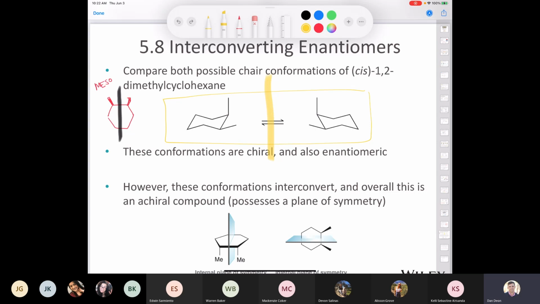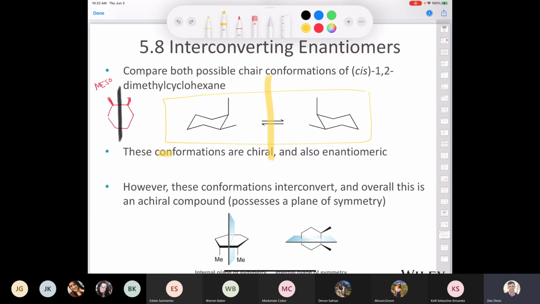But again, since they're in equilibrium, it's an achiral compound because it possesses the plane of symmetry. So it kind of depends on how you look at it. So the whole point behind 5.8 is nothing more than you should understand the concept that conformations can be chiral. Just a conformation.